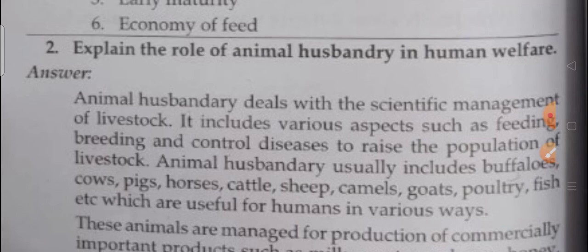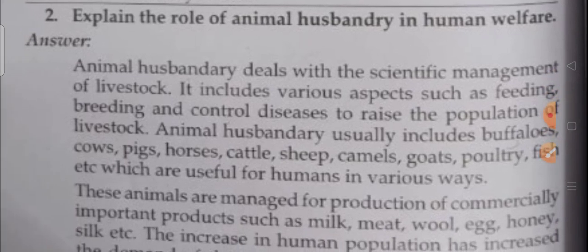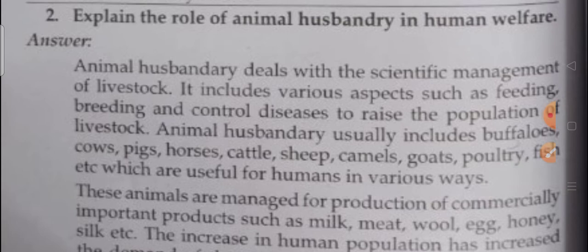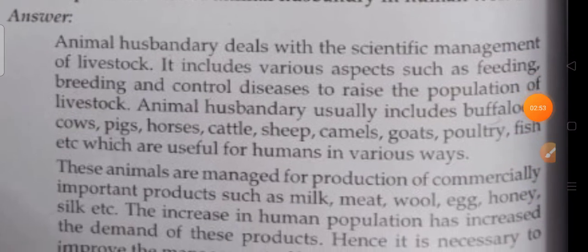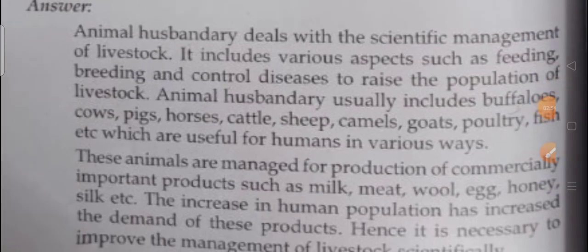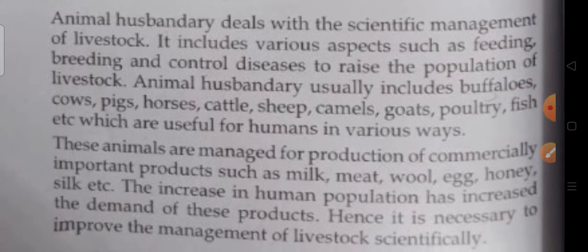Explain the role of animal husbandry in human welfare. It deals with the scientific management of livestock. It includes various aspects such as feeding, breeding, and control of diseases to raise the population of livestock animals.